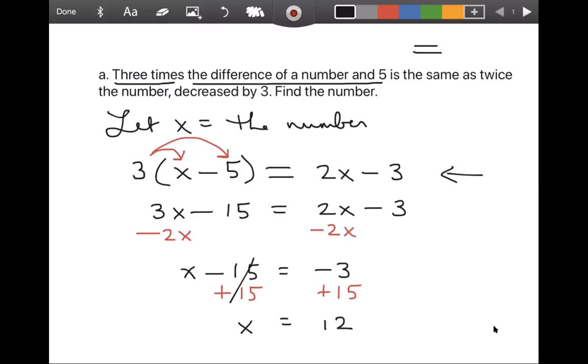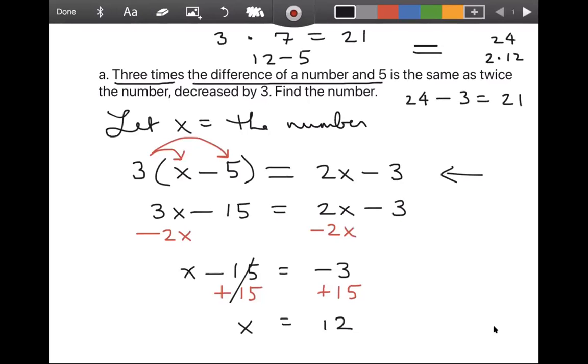So 3 times the difference of 12 and 5. I kind of want to keep it on this screen, so I'm still looking at the problem. 12 minus 5 is 7. 3 times 7 is 21. So the left side comes out to 21. Twice the number, 2 times 12, is 24. 24 minus 3 is 21.